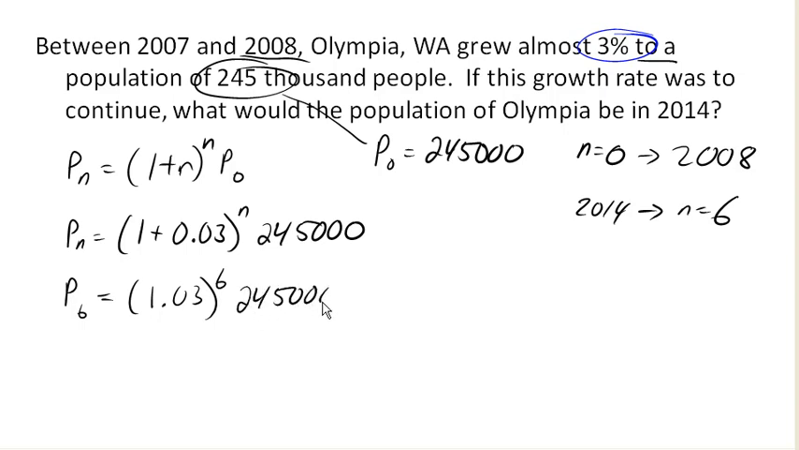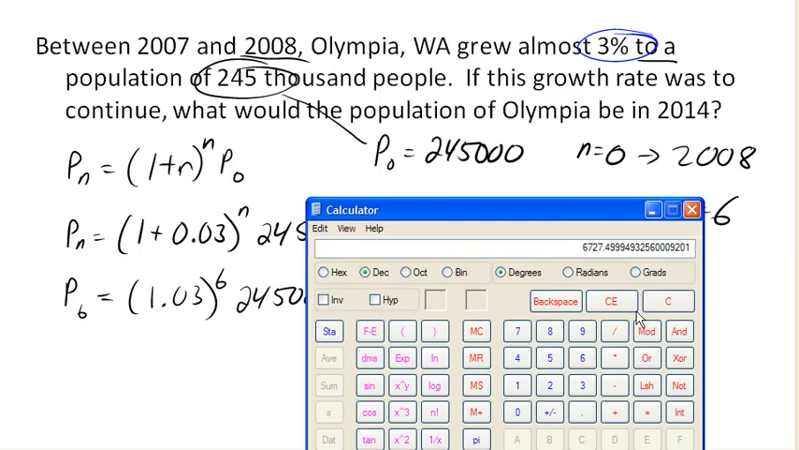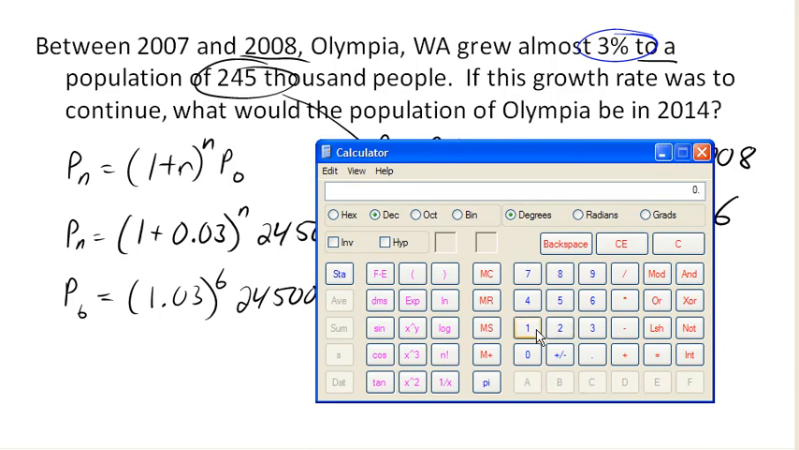And now I'm going to need to pull out my calculator. So we've got 1.03 raised to the power of 6 times, and I don't really need to hit equals here, so I'm not going to, because order of operations says do the exponent first, and the calculator knows that. So times 245,000 gives me a predicted population of 292,543, or 2, right? Because it depends on how many people we're talking about.